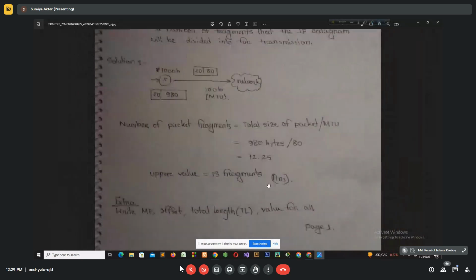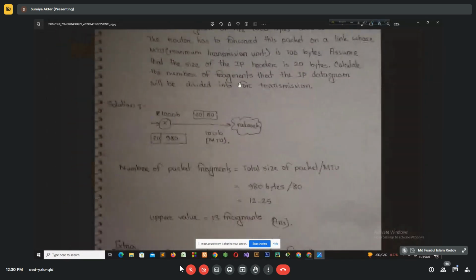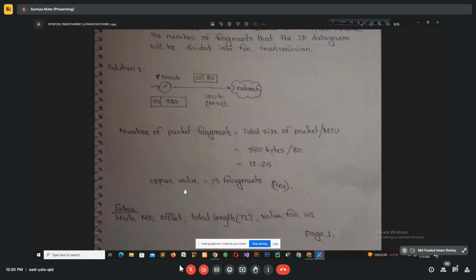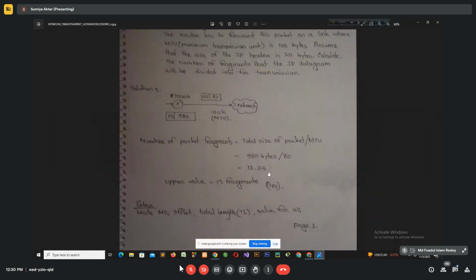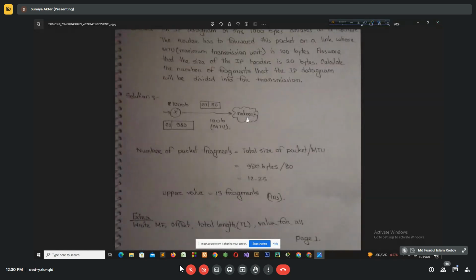Okay, the question in this exercise one was that you will calculate the number of fragments. So we get the fragments, it is 12.25, so our upper value is 13 fragments. So for the second exercise, did you understand the first exercise? Yes, Apu. Okay.